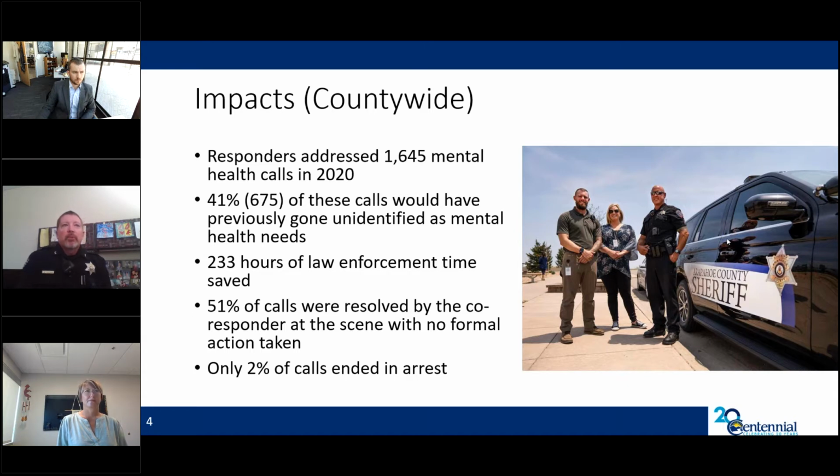Turns out that we would have missed or underestimated our number of calls by 675, or 41% of those calls we've previously gone unidentified, if I was asked just to take the call codes that I knew were mental health related. I would have missed almost over 40% of those calls.